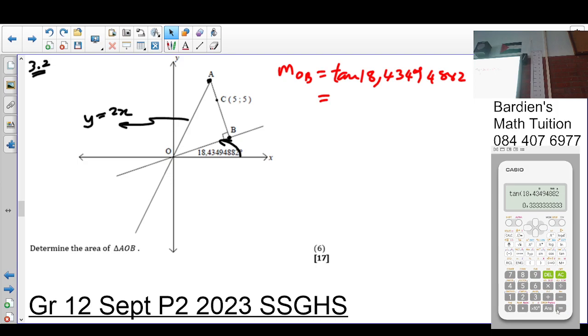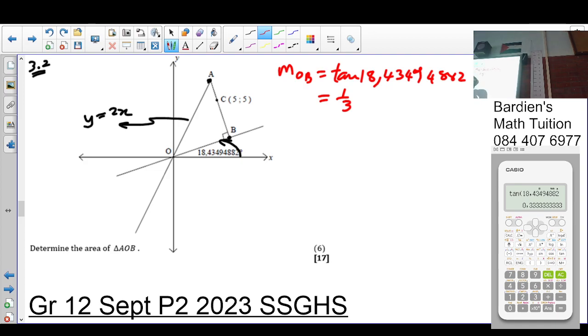18,434,94882 is equal to 0,3333. I just said the whole number, but that can be converted to a rational number. This can be written as a third. So that's going to make life a bit easier for us if we notice that that was a third. If you didn't notice, you're going to then work with a lot of decimals.